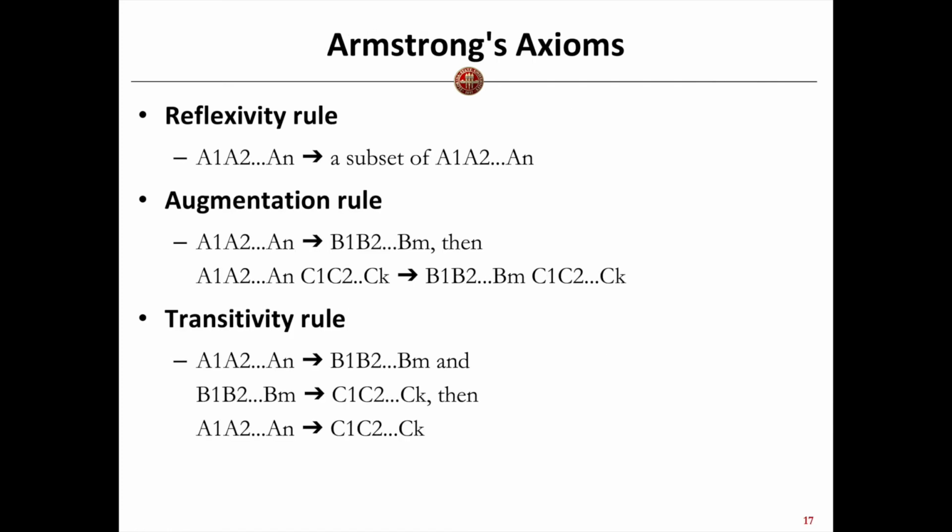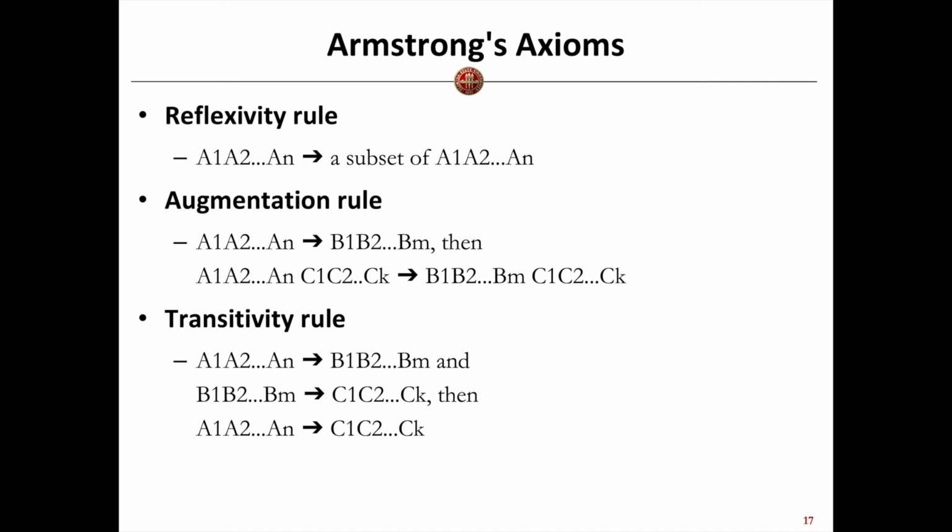Armstrong's axioms have a bunch of rules, and the first rule is called the Reflexivity Rule. Given a bunch of attributes in a relation, A1 to AN, we can say these attributes imply a subset of A1 to AN. This rule should be easy to derive and prove based on the definition of functional dependency. You can try to do this by yourself. It is also very easy to understand. Given a bunch of attributes, we can imply all the subsets of these existing attributes.